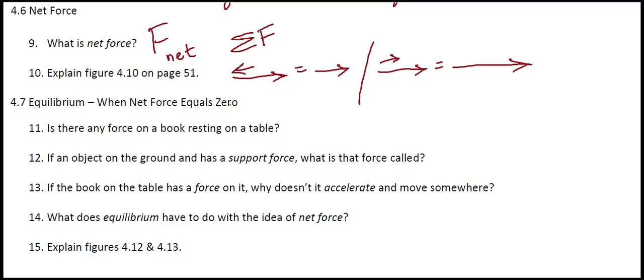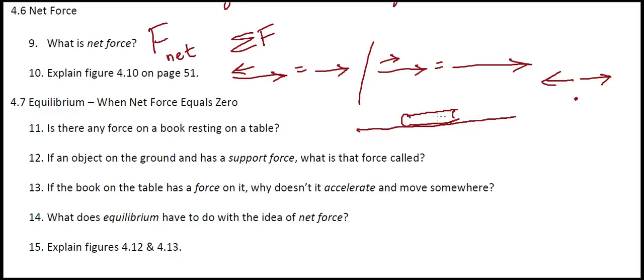And then the last one brings us to equilibrium, when net force equals 0. So if you have a negative 5 and a positive 5, then your result is simply 0. And that's equilibrium. Which brings us to a book resting on a table. It's not accelerating. So if an object is not accelerating, the net force is 0.